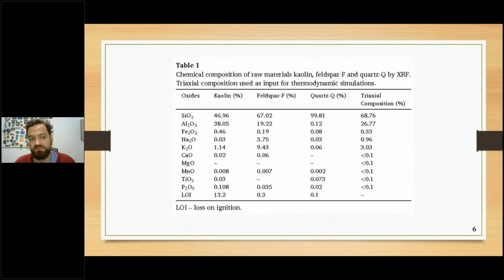Here in table 1 it is possible to see the chemical composition of the raw materials and the triaxial composition by X-ray fluorescence.